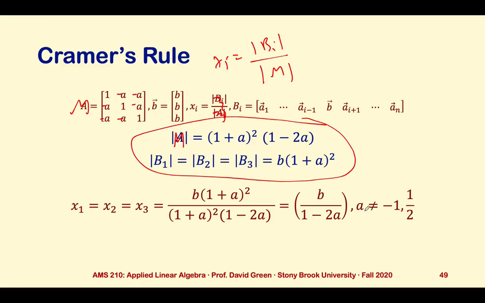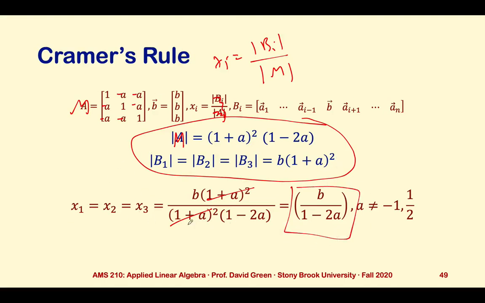As long as a is not one of these values, then this will give us a well-defined answer. We can simplify this by canceling out the like terms here, and that gives us quite a simple result.